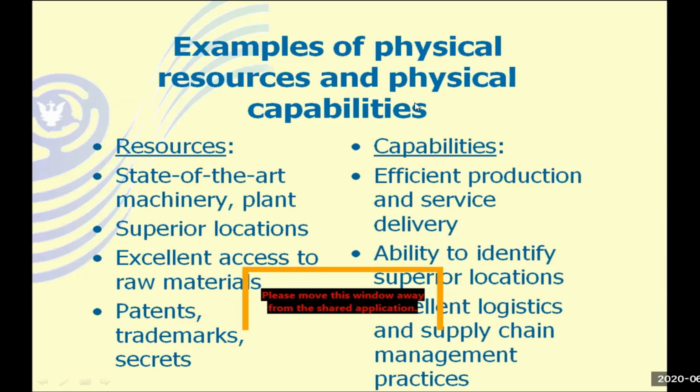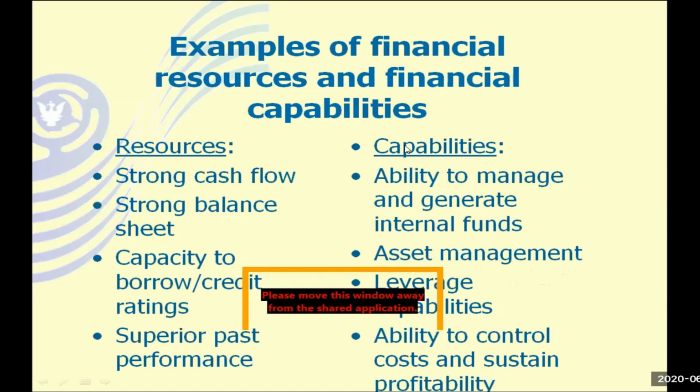Yes, that means state-of-the-art machinery, then you have efficient production and service delivery. Superior locations, yes. Location is a good resource. What you call corner shop or corner plot or junction shop, that's good for business. Patents, trademarks, these are soft resources and therefore they are equally important. So all these are different types of resources that we've seen.